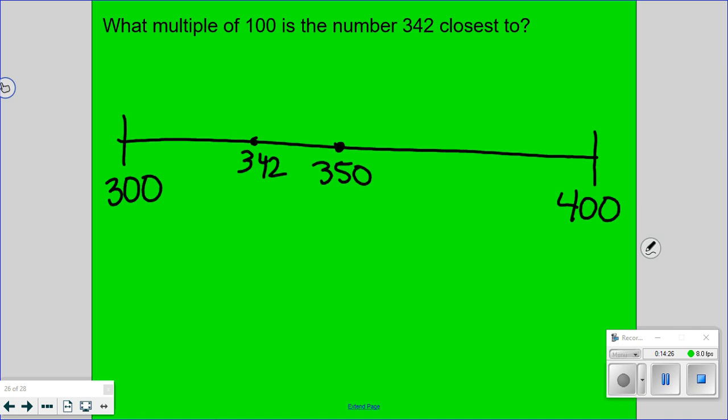Bryson, what are your thoughts on that? Do you understand what he's saying? He said 342 is pretty close to 350, so he thinks it should be closer to 350. What do you think, Bryson? I think that's right. Yeah. You think it needs to be closer? Yeah, I think you have to scooch it over closer.